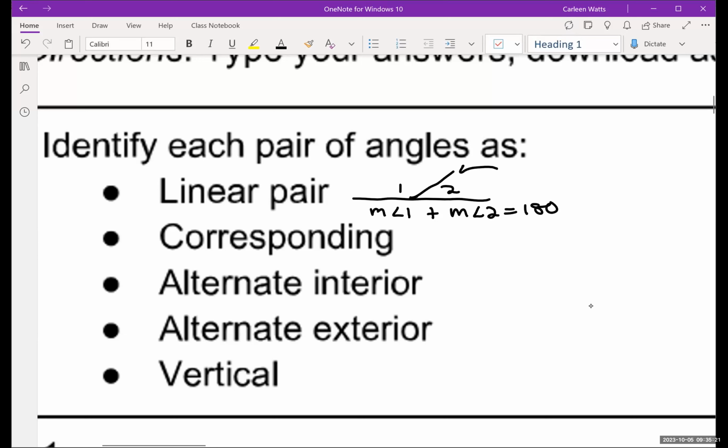I know it looks like this is the second line, but the others, corresponding, alternate interior, alternate exterior, and also same side interior, are going to have parallel lines. So a linear pair makes a line. They make 180 degrees.